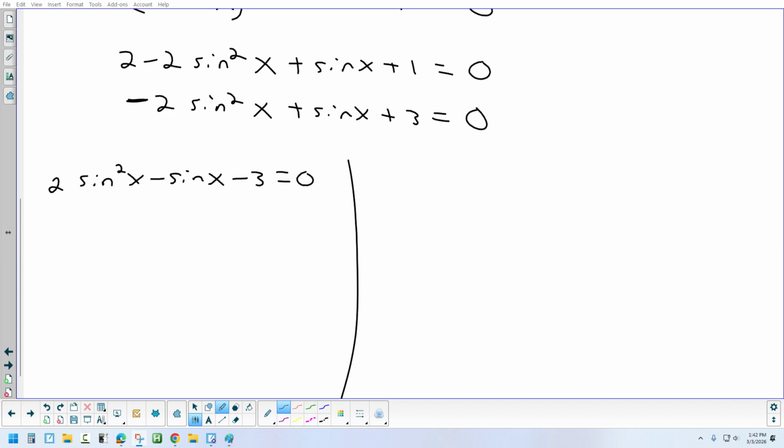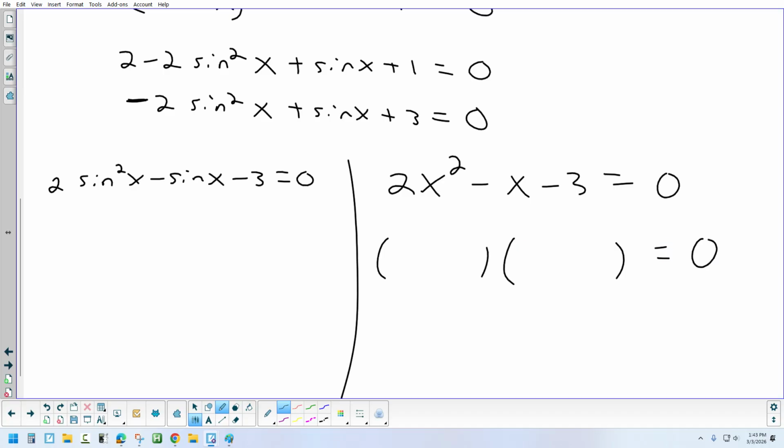All right. If you look at that and it seems confusing because it has sine in it, then pretend like there's no sine. Just think of it like this: 2x squared minus x minus 3. If you can solve that, you can solve the other one. It's the same thing. Let's try it without the sine so it looks less confusing. What would be your first term in each set of parentheses?